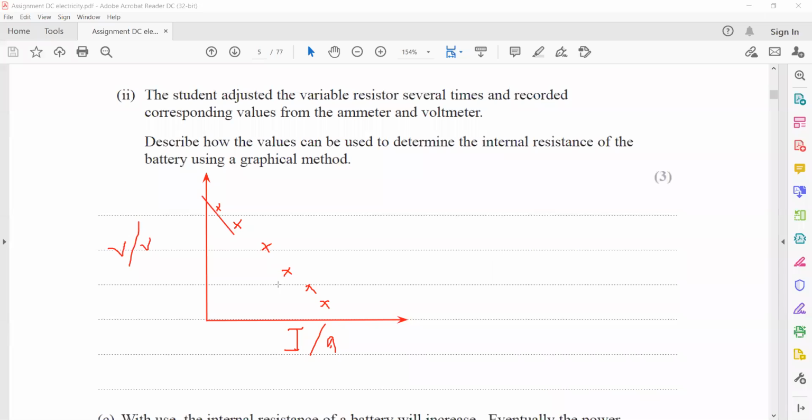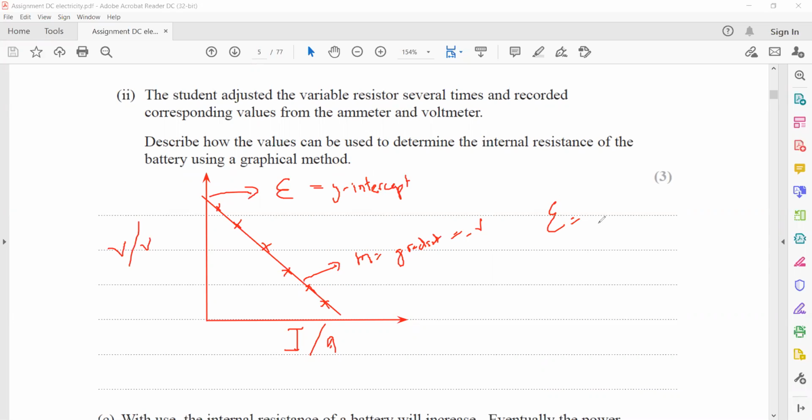Then the y-intercept: when the current is zero, the maximum voltage will be there. That will give us the EMF. So the maximum voltage of the cell is given by the y-intercept. And the gradient will be negative internal resistance.